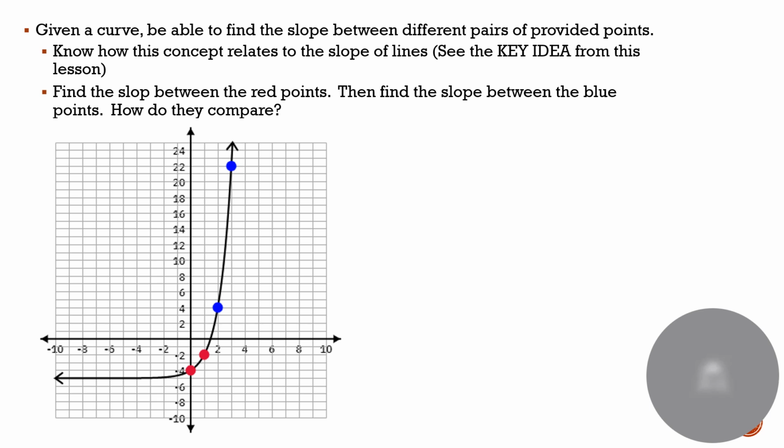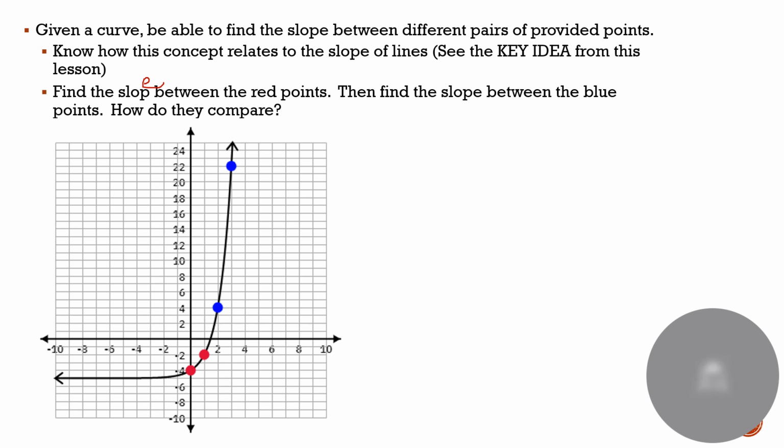Now, this is an interesting one. Given a curve, be able to find the slope between different pairs of provided points. Know how this concept relates to the slope of lines. See the key idea from this lesson. And to find the slope between the red points, then find the slope between the blue points and how do they compare.